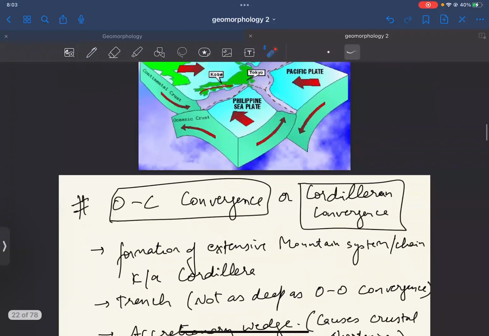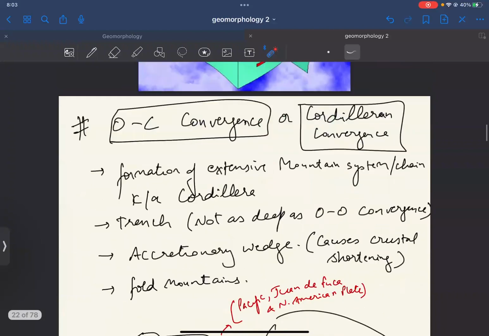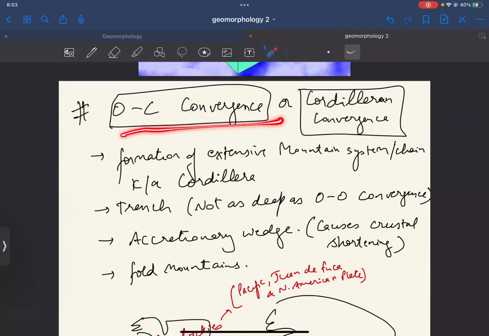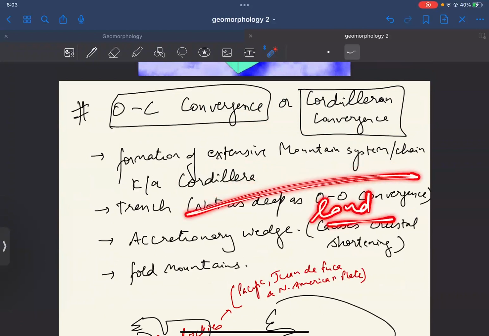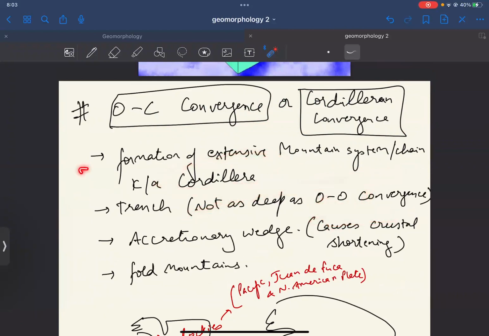All right. Then we have next set of convergence, ocean continent convergence, also known as Cordilleran convergence. Yesterday someone was talking about these Cordilleran convergence. So what are Cordillera? Just as chains of volcanic mountains are formed, likewise chains of mountains would be formed on the land continents. So these are known as Cordillera. Mountains, instead of volcanic arcs, we have continental arcs known as Cordillera.